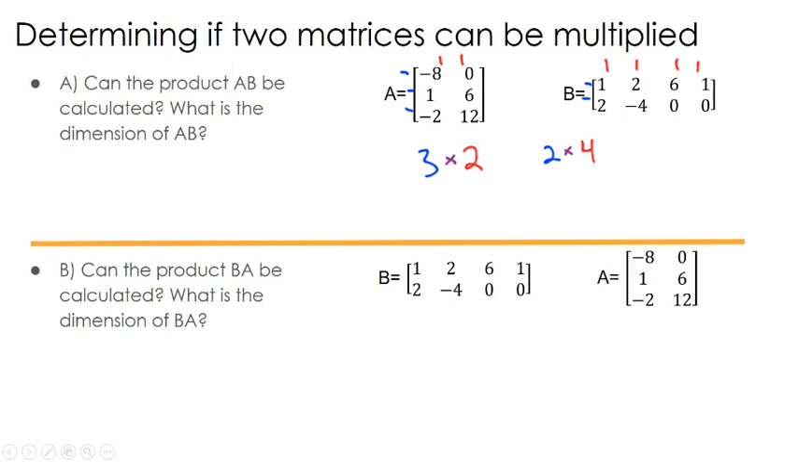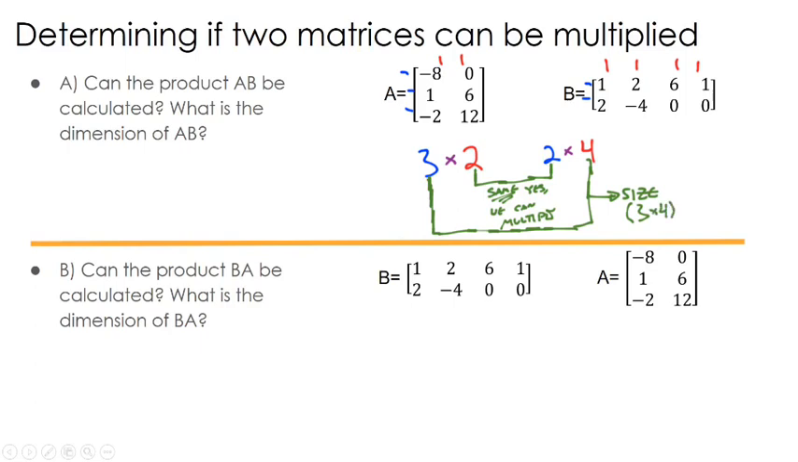Now, if I'm multiplying these, here's how we can tell if we can multiply them. I look at these two inside numbers, and since those are the same, yes, we can multiply. Then I take the outside numbers, the number of rows in my first matrix and the number of columns in my second matrix, and that's going to be the size of the resultant matrix. In other words, after I multiply these, my answer matrix will be a 3 by 4.